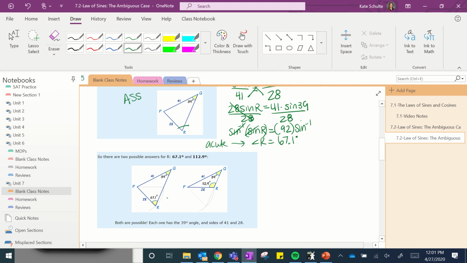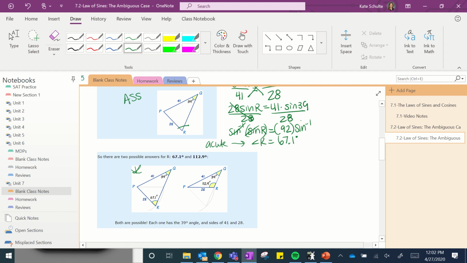Here is the triangle that we just talked about. It has the 39, the 41, the 28 that were already up here, and then we just found angle R to be 67.1. But there's going to be another triangle here. Okay, this one also works. We have a 39-degree angle, a 41 side, a 28 side, and then there's a new value for angle R here.